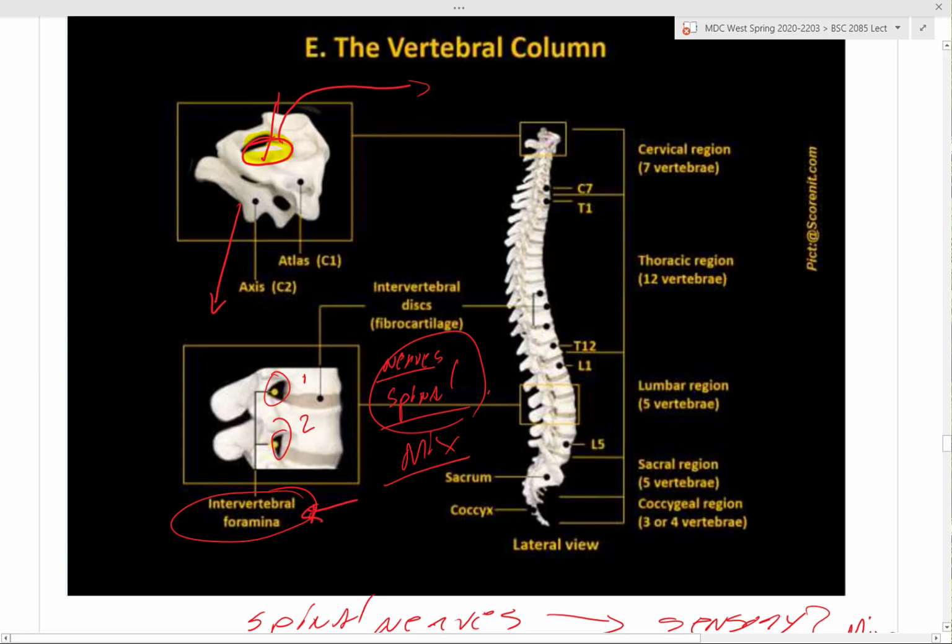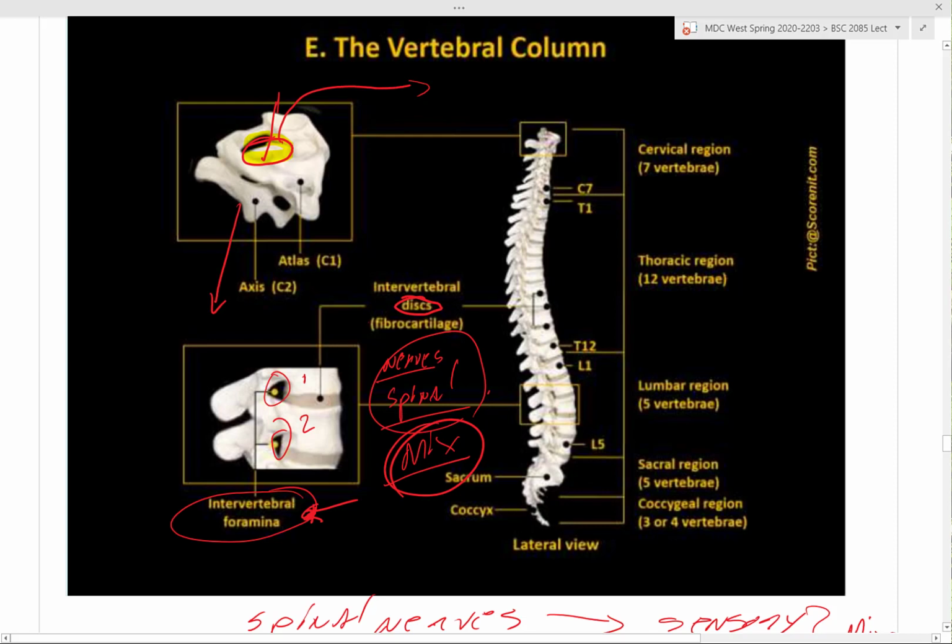So the intervertebral foramen is in between the vertebrae and your spinal nerve goes through it. So spinal nerves are known as mixed nerves, okay? So intervertebral foramen, what goes through them? Spinal nerves. Later on, we're going to talk about that, and you need to know that those nerves will be mixed nerves, okay? What is in between each one of your vertebrae?